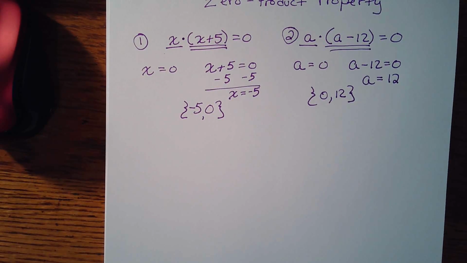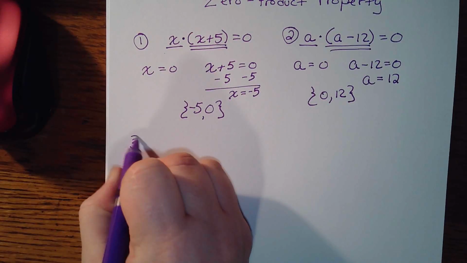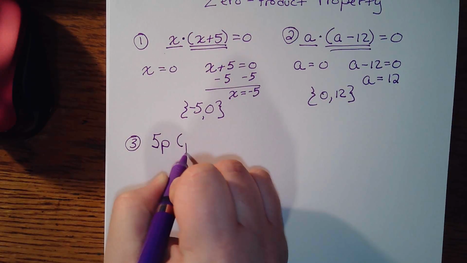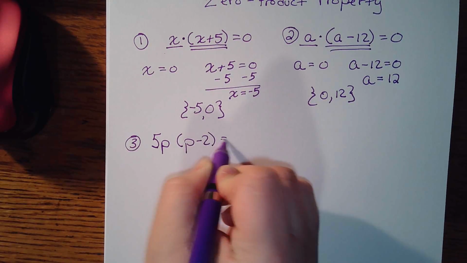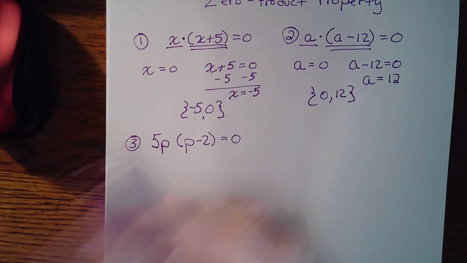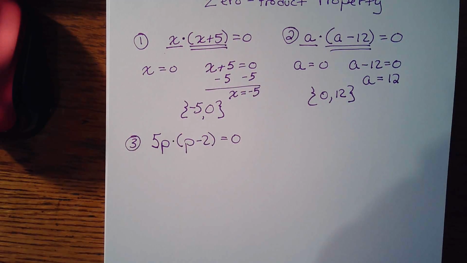So the next step is just putting a number in front of that outside a or x. So for number 3, we're going to have 5p parenthesis p minus 2 equals 0. So what's going to happen is you're going to look at it and treat it the same. We know they're still held by multiplication. So I put that dot there just to remind me. So this whole thing is going to be set equal to 0.